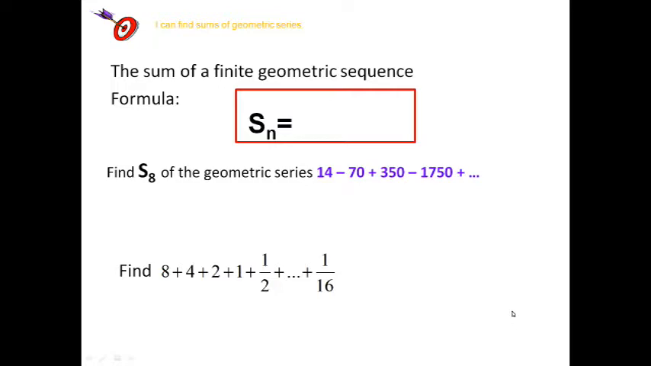Okay, so the sum of a finite geometric sequence has its own formula as well, and let's write that down. It's a1 times 1 minus r to the n all over 1 minus r. Okay, so you can see for this formula, you need n, you need a sub 1, and you need r. Okay?